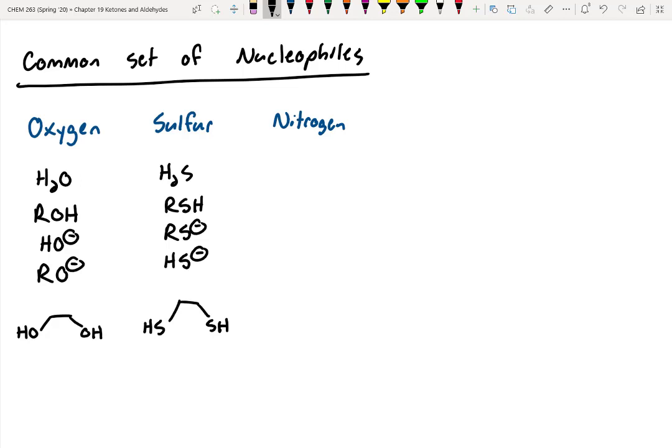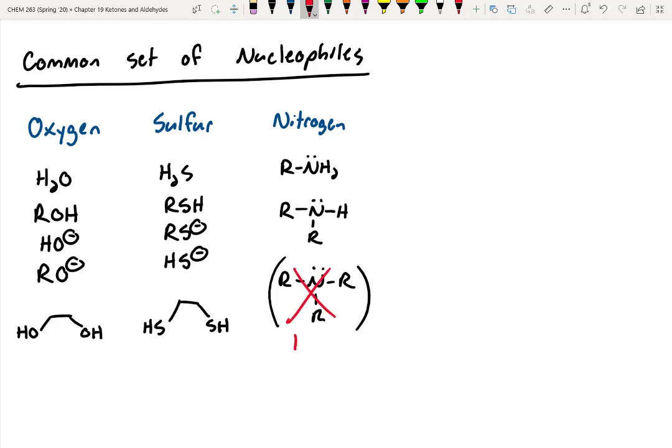And with nitrogen, you can have amines. So really any sort of amine. However, you don't want your amines to be too hindered. So really, you only go up to secondary amines. Normally you don't do tertiary amines. Tertiary amines are simply too bulky to make very good nucleophiles. So I'll draw this, and then I'll write an X through it, and then I'll say too bulky.